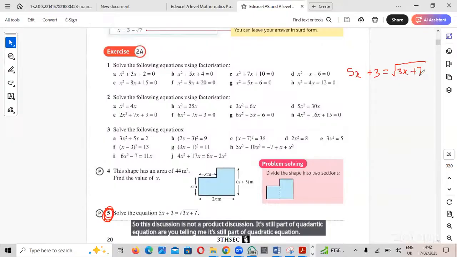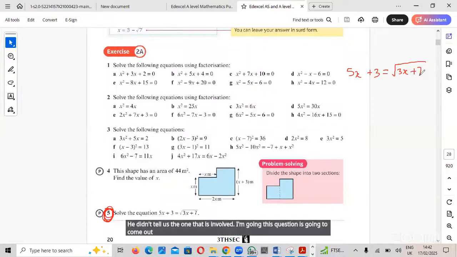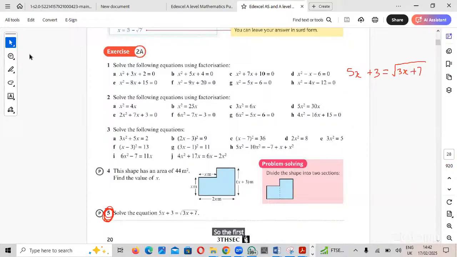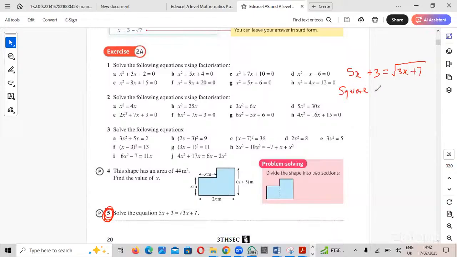By the time you see it, you will say you didn't teach us the one that involves roots. This question is going to come out. So we have to solve this question now. So the first thing that we need to do is to square both sides, so that we can remove the square root. So we square both sides.